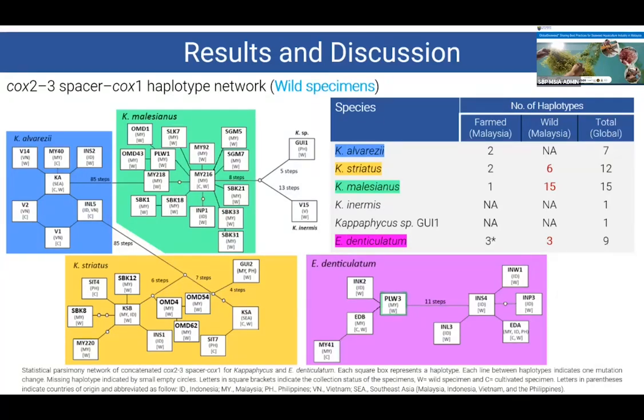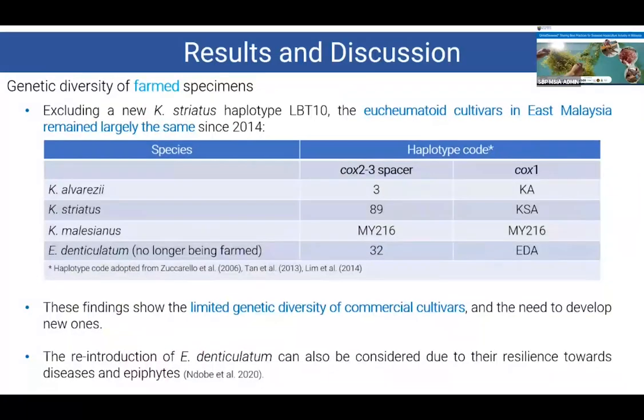The rich haplotype diversity of Kappaphycus striatus, Kappaphycus malaysianus, and Eucheuma denticulatum around the seas of Semporna stresses the need to conserve the wild population of these species. Alright, to recap the highlights of this project, the eucheumatoid cultivars in East Malaysia remain largely the same since 2014, and the haplotype codes designated for each species' cultivars are shown in this table here. The limited genetic diversity of these commercial cultivars is not new nor surprising, as propagules have been commercially introduced for culture in various countries, but because of this, it is important that new ones are continuously developed to improve the resilience of the global eucheumatoid industry.